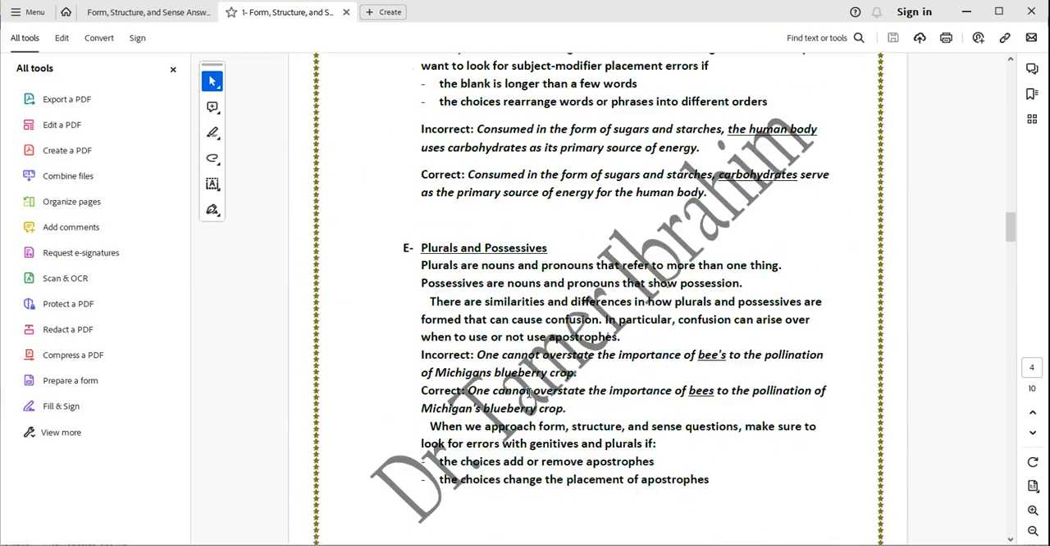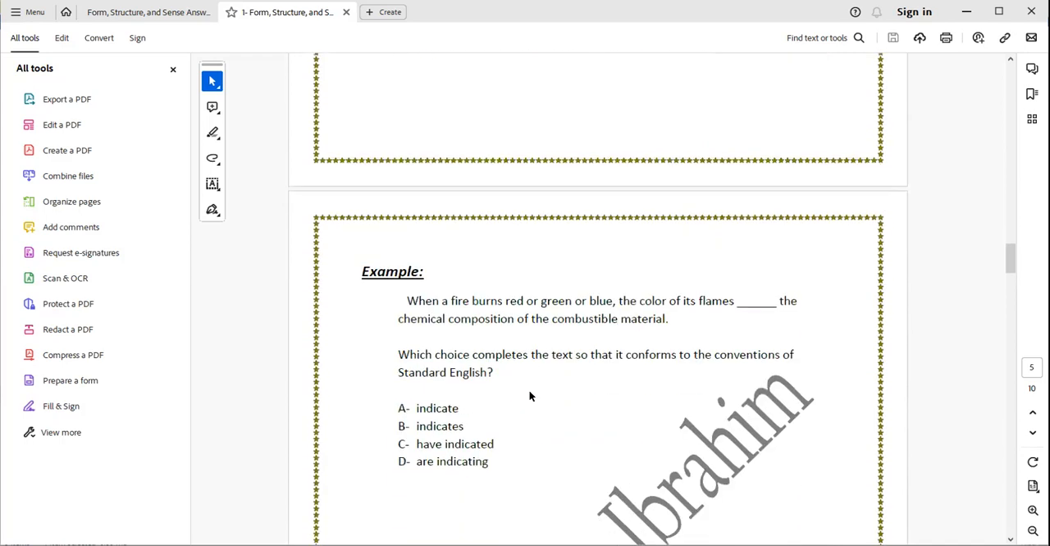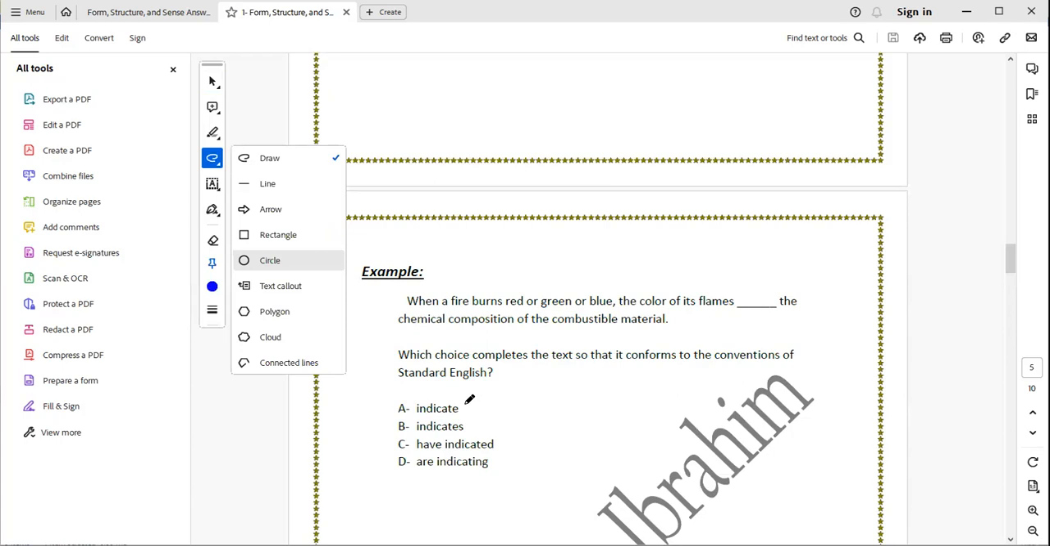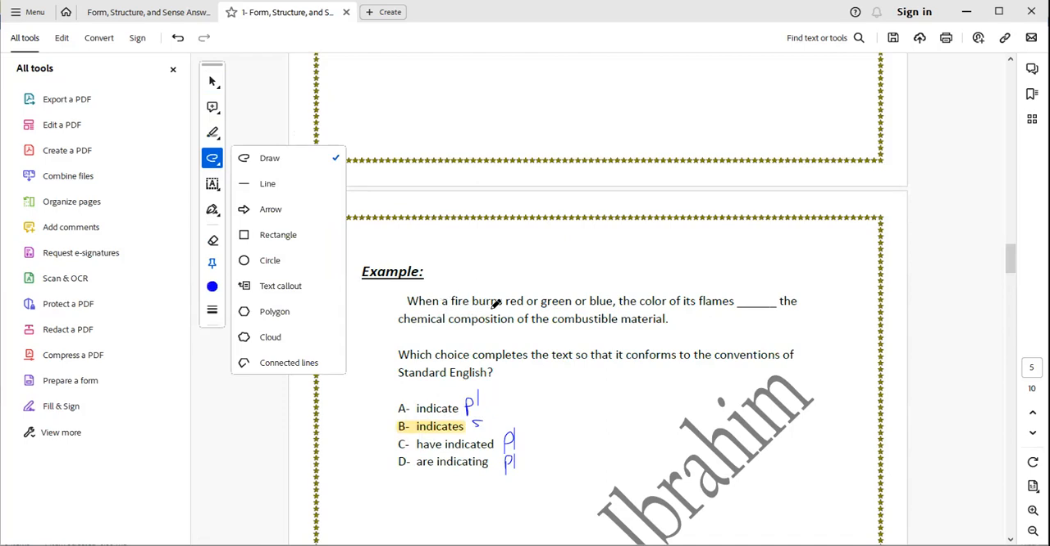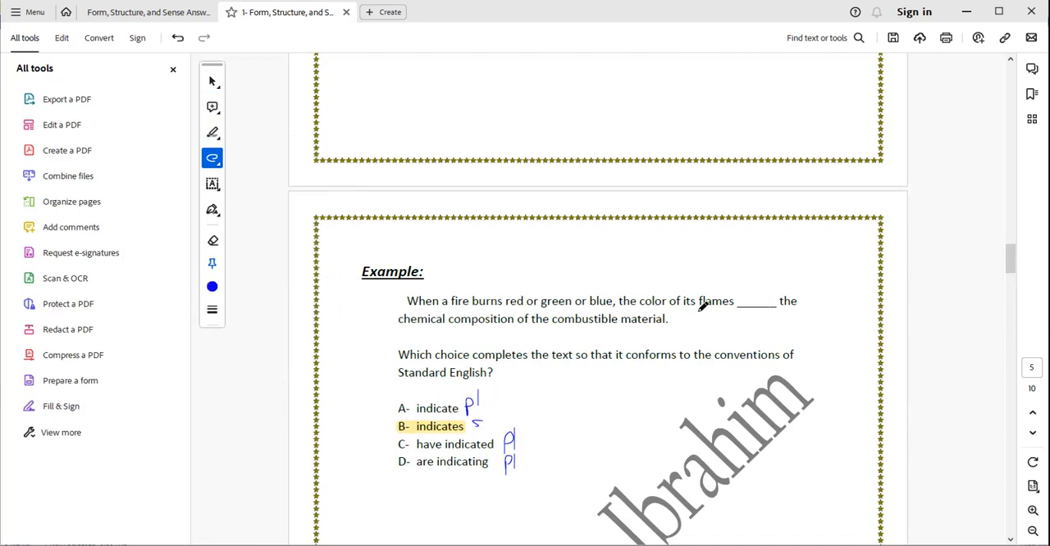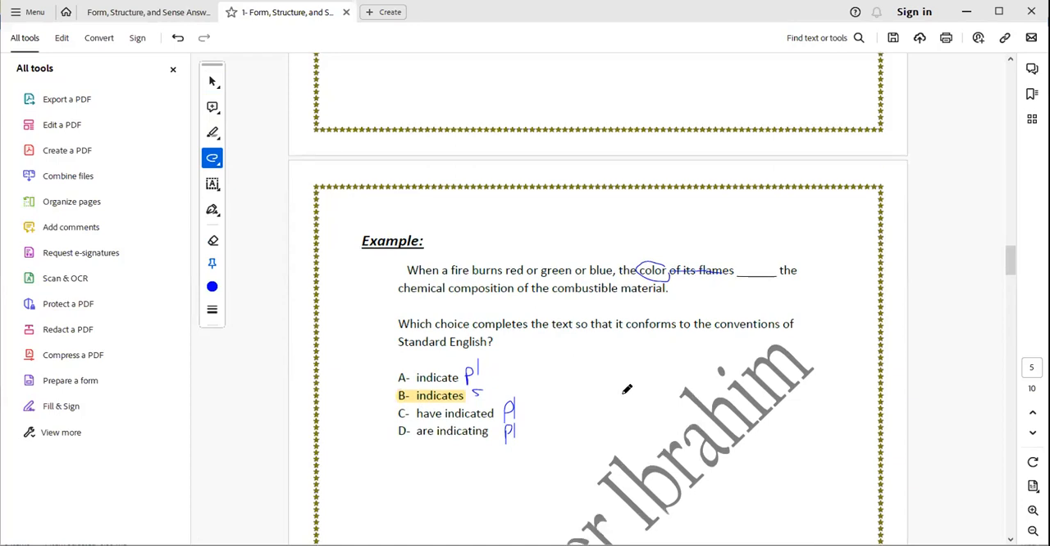Let's go to the question, but just to remind you of yesterday, subject-verb agreement. Look here: indicate plural, indicate singular, have plural, are plural. So the answer is going to be "indicates." Just to be sure about my word, look here. When a fire burns red or green or blue, the color of its flames. I don't care about anything that comes after a preposition. So the subject here is color, so it's singular. So I'm right.